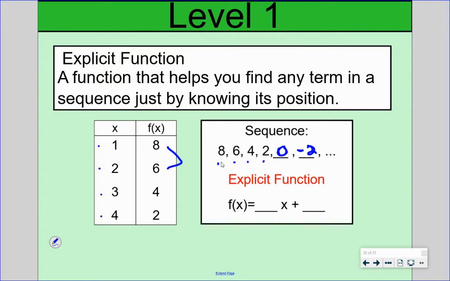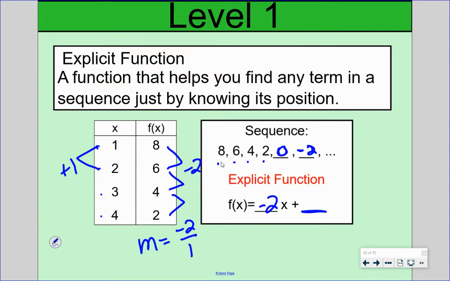Remember, we figured out our change in y, which was -2, and our change in x, we added 1, and we figured out the slope. Remember, the slope was the change in y over the change in x, so our slope would be -2. Well, this information and what we've done before is going to really help us with this explicit function for an arithmetic sequence.